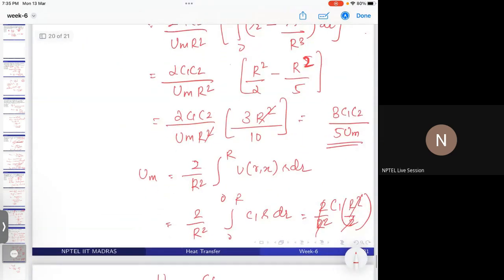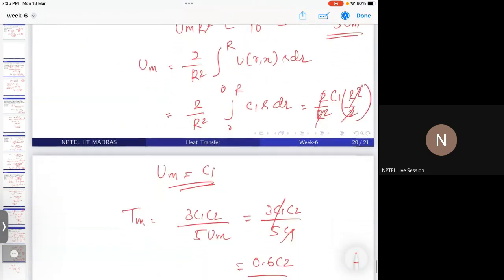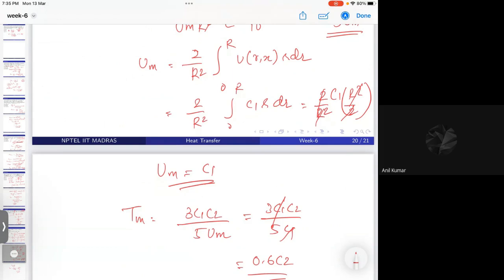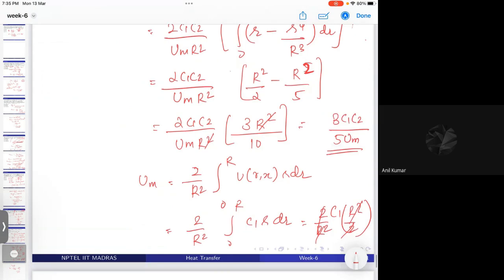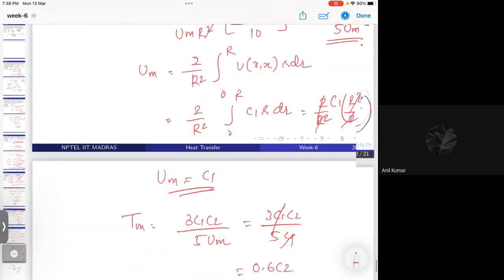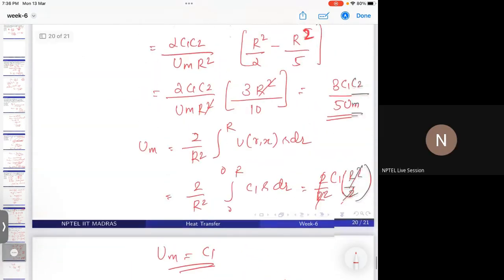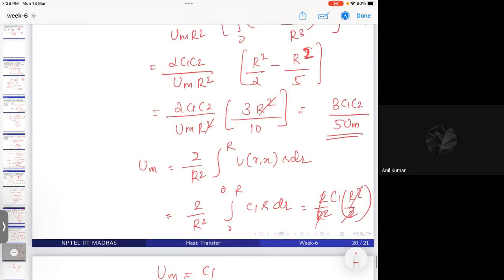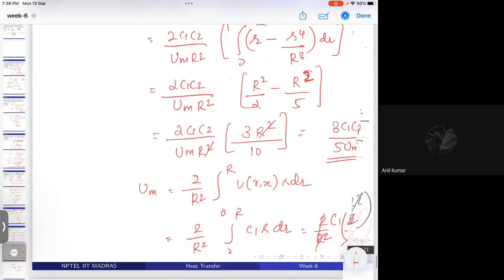Is this question clear? Yes, sir. It means we have to calculate once more the Um, because we are not getting the correct option with C1. So we will be putting the value of Um, and for that we will be calculating the mean velocity, and then we will be putting the value of Um in the expression we have already got with the integration. Yes, right. Okay, sir.